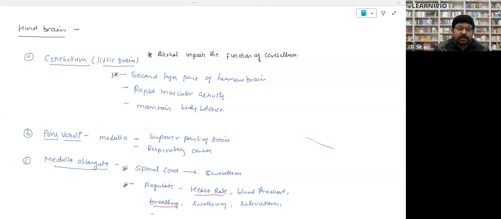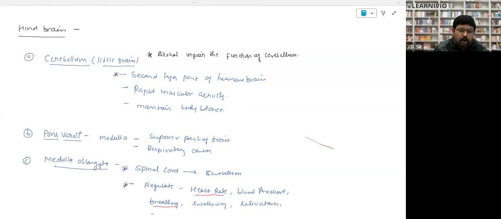So what is the function of the cerebellum? This is the second largest part of the human brain. It's responsible for rapid muscular activity like playing guitar, playing piano, and typing, right? So it is responsible for rapid muscular activity. It maintains body balance. Then pons varolii, the superior part of the brain, right? It is responsible for the respiratory center.